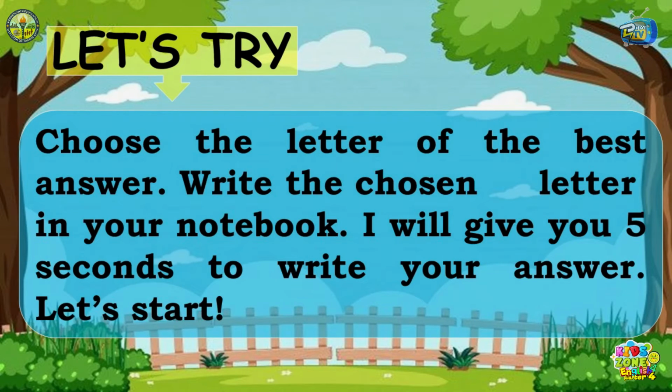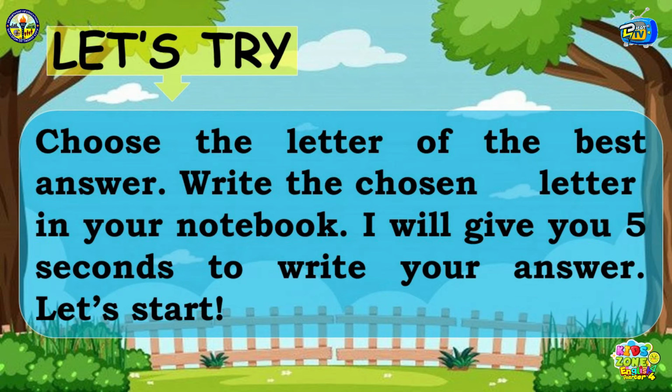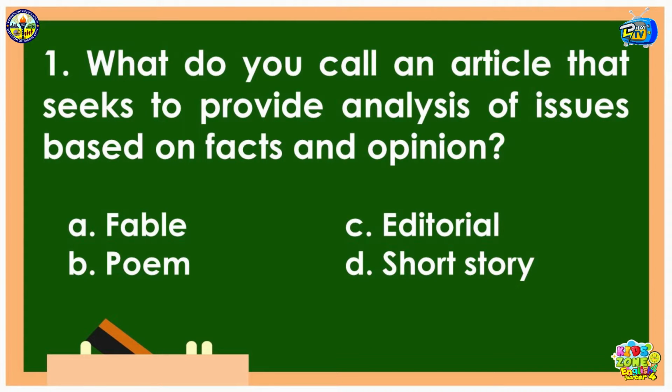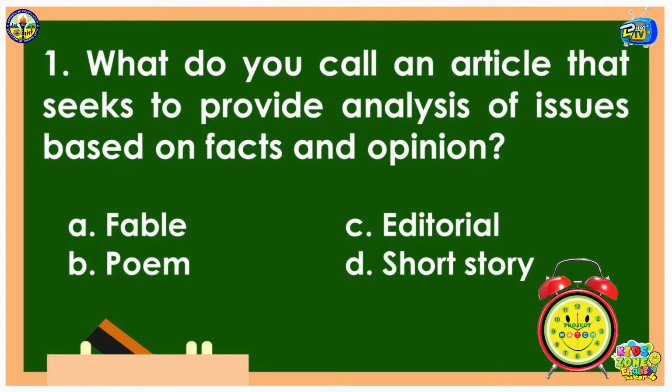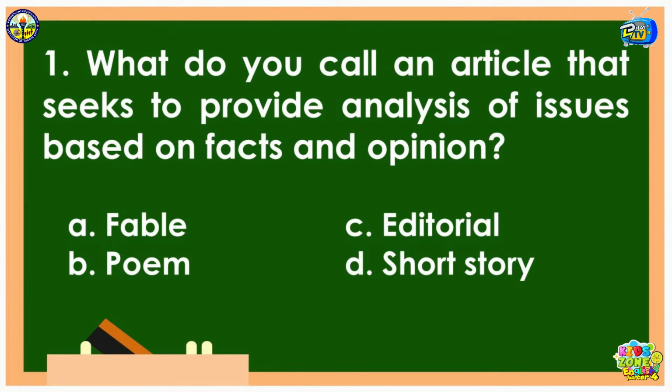Choose the letter of the best answer. Write the chosen letter in your notebook. I will give you 5 seconds to write your answer. Let's start. Number 1. What do you call an article that seeks to provide analysis of issues based on facts and opinion? A. Fable, B. Poem, C. Editorial, D. Short story. Time's up. Do we have the same answer? Very good. The right answer is C.